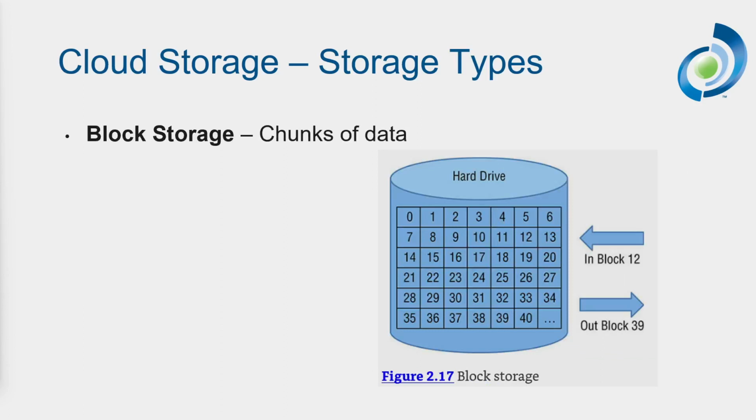And then block storage. Block storage is chunks of data. As I mentioned, one of the best reasons that you go with block storage is here are the blocks 0, 1, 2, 3, 4, 5, 6, all the way through 41. When you're backing these up at the end of the day, this is your hard drive, but it looks through and says which ones of these changed.